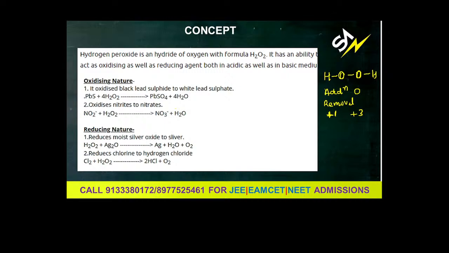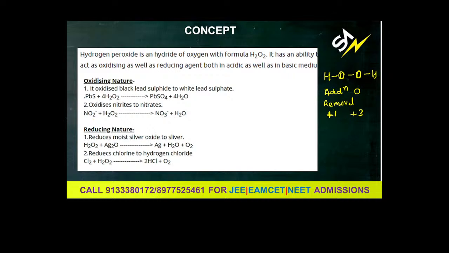Clear. NO2 minus with H2O2. So NO2 minus contains how many oxygens? 2 oxygens. So NO3 minus contains how many oxygens? 3. So increasing the oxygen number is also called oxidation.